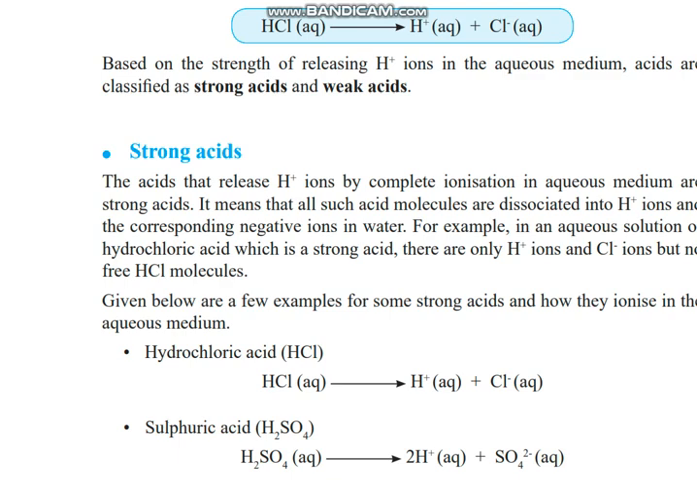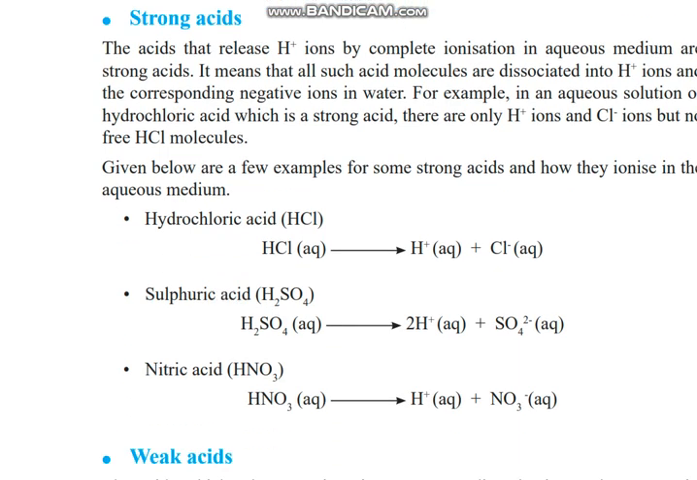Completely undergoing ionization. Now see the examples. HCl aqueous is breaking down into H+ and Cl-. Sulfuric acid, that is H2SO4, is breaking down into 2H+ and SO4 2-. Now SO4 2- you have learned in grade 10, third lesson. Those are the ions. Here you can see why they have put 2H+: because on this side you have 2 hydrogens in H2SO4. They have balanced it.